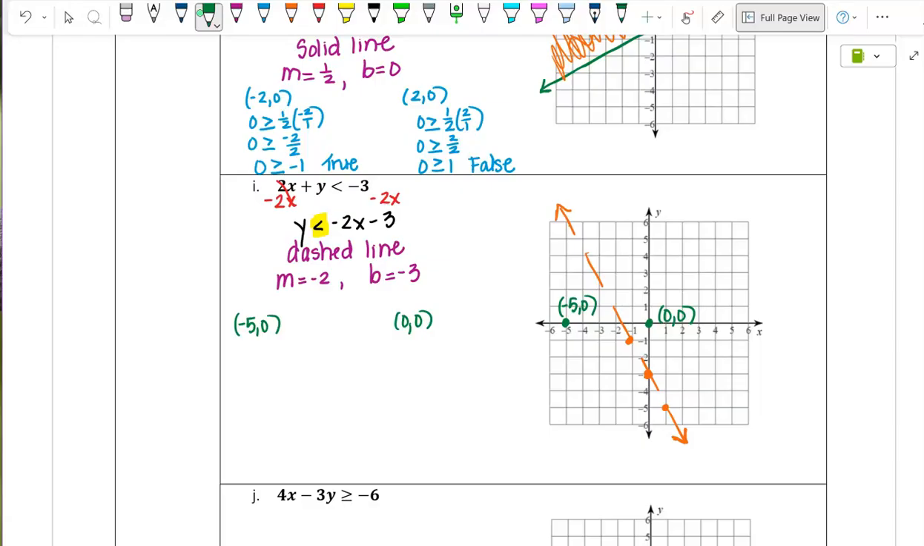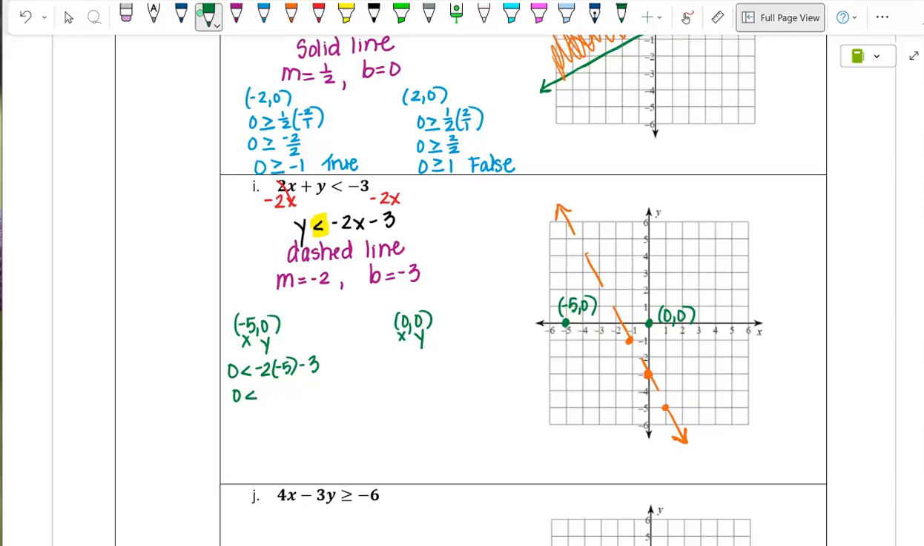Now remember, if you do this and both of them give you a true statement or both of them give you a false statement, you need to go back and check your math, because one of them needs to give you a true statement, one of them needs to give you a false statement to make sure you have done your math correctly. So when I substitute in, again, remembering every ordered pair is an x and a y. So -5, 0 would be 0 is less than -2 times -5 minus 3.